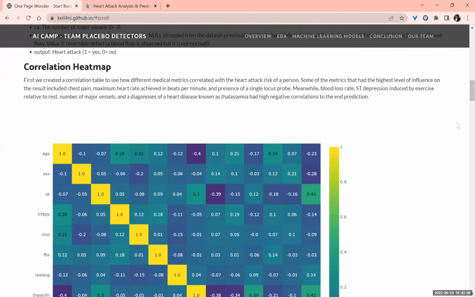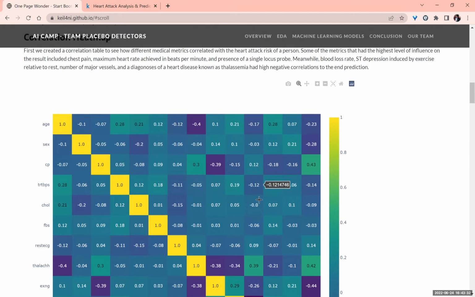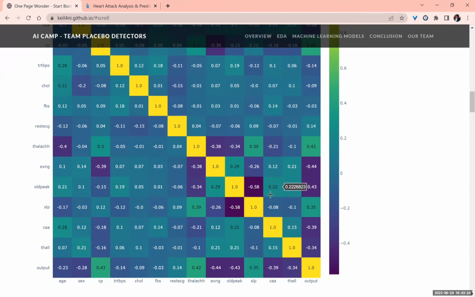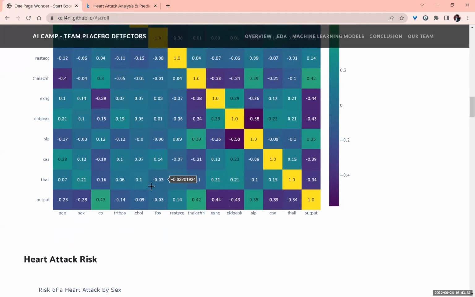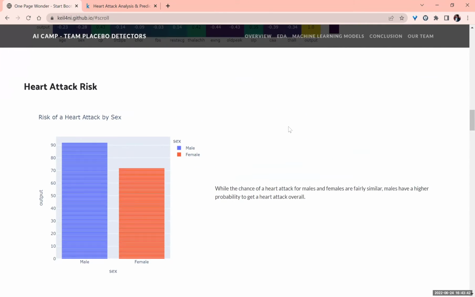And here's our correlation heat map. So first we created a correlation table to show how different medical metrics correlated with the heart attack risk of a person, and just how they relate to each other. As you can see over here, there isn't much correlation between the variables, as most of them have a correlation of under 0.1. And I'm gonna pass it over to Caroline so she can explain the different data visualizations we use.